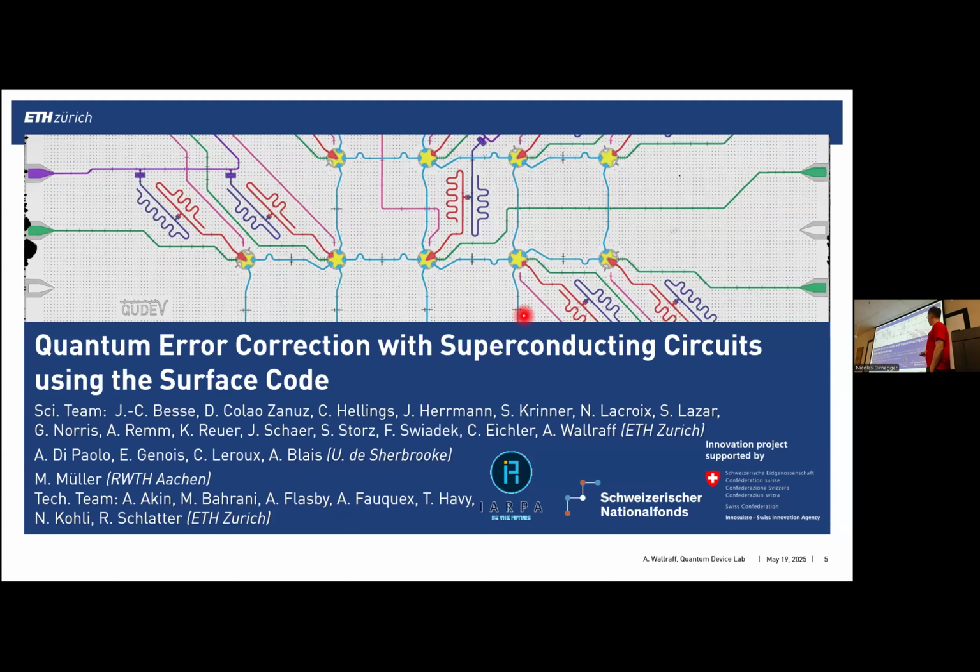And so the team that did this work at ETH Zurich is listed here. And we've collaborated with Alexandre Blais's lab at the University of Sherbrooke in Canada on this, and also with Markus Müller, who's a theorist in quantum error correction at RWTH Aachen in Germany and at the Forschungszentrum Jülich.